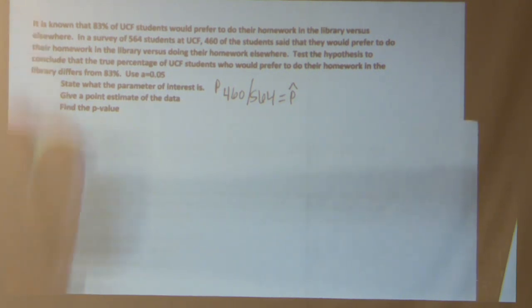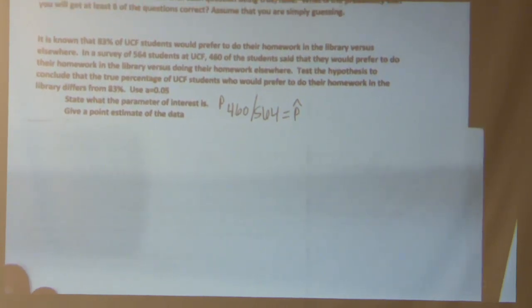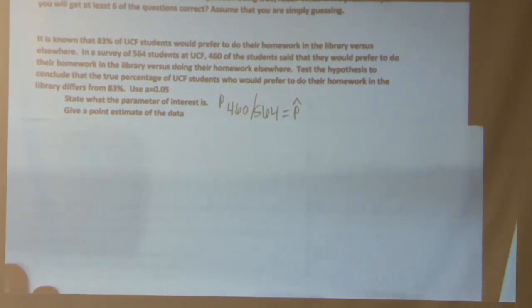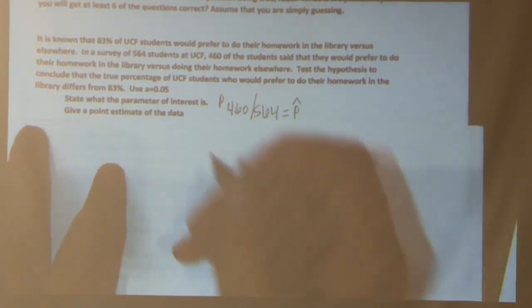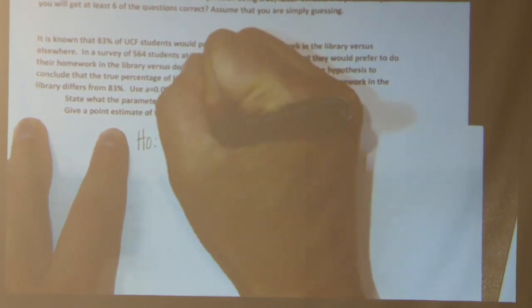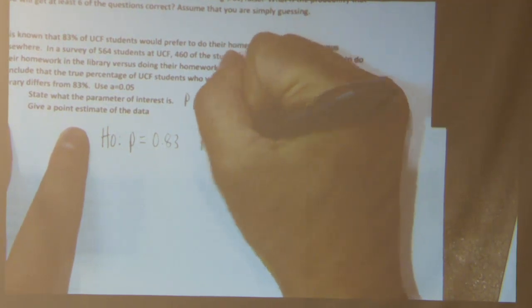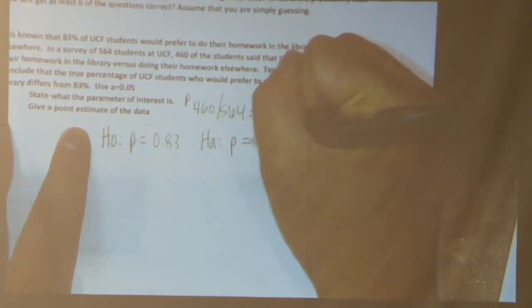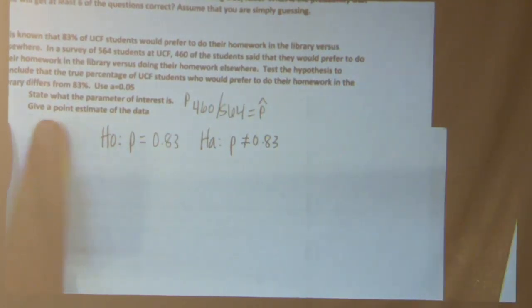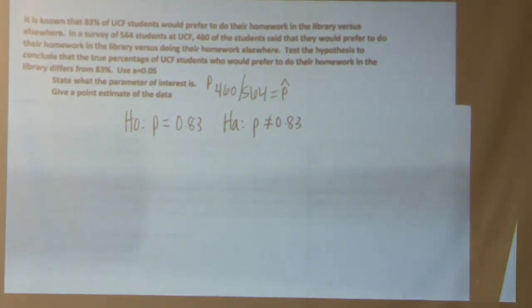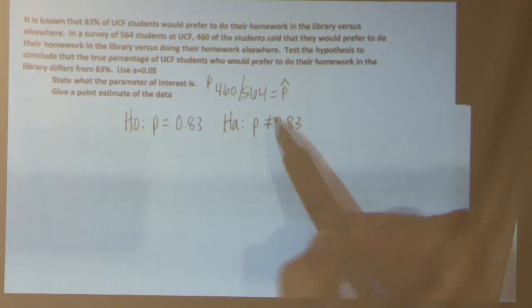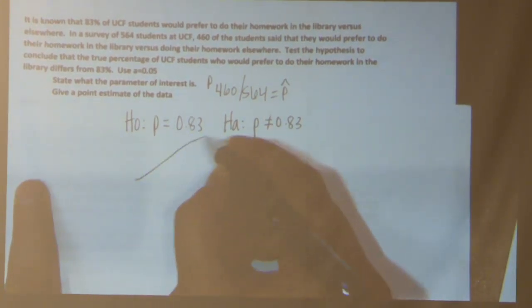Okay, so now let's test this hypothesis. So we want to test to say that the people who prefer to do their homework in the library differs from 83%. So our null hypothesis is going to be p is equal to 0.83. And our alternative hypothesis is going to be that p does not equal 0.83. Since we are testing that it's not equal to, this is going to be a two-tailed test.